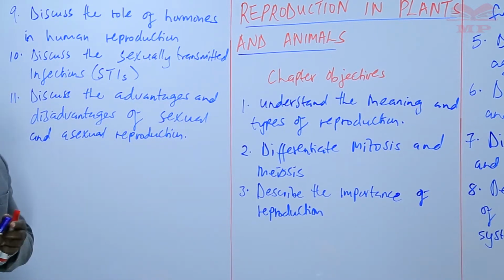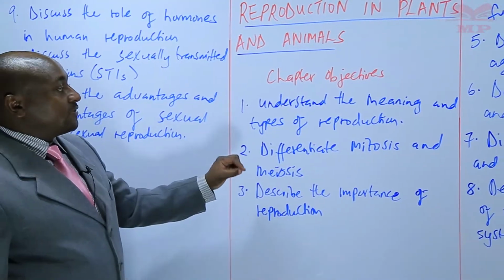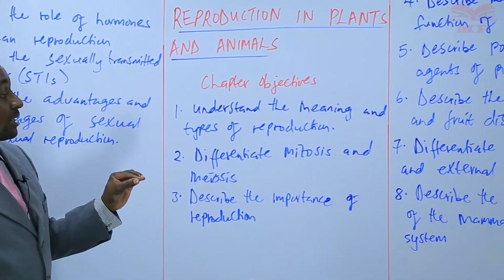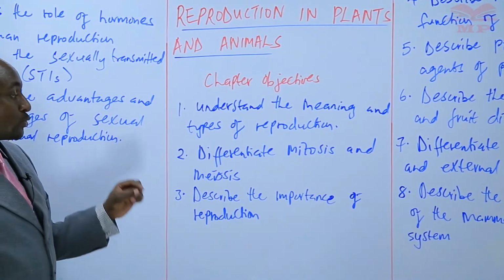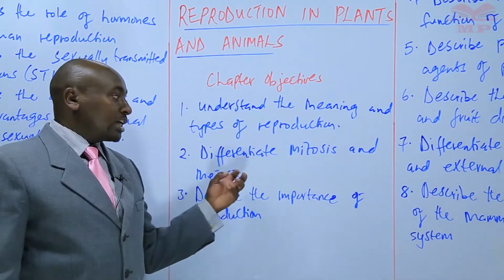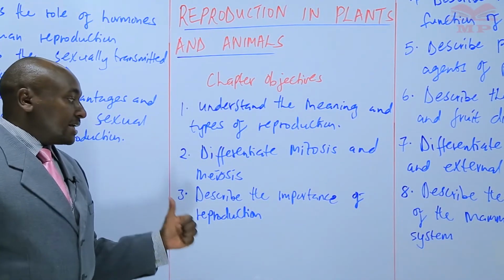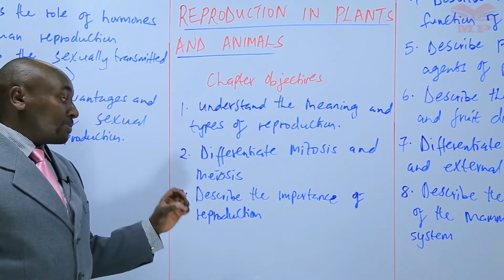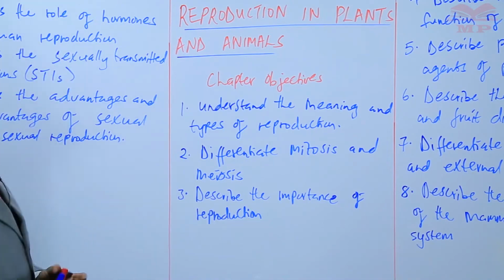So those will be our objectives. So the first chapter objective is to understand the meaning and the types of reproduction. Number 2, to differentiate between mitosis and meiosis. These are the two types of cell division. Then number 3, describe the importance of reproduction. How is reproduction important in our life?